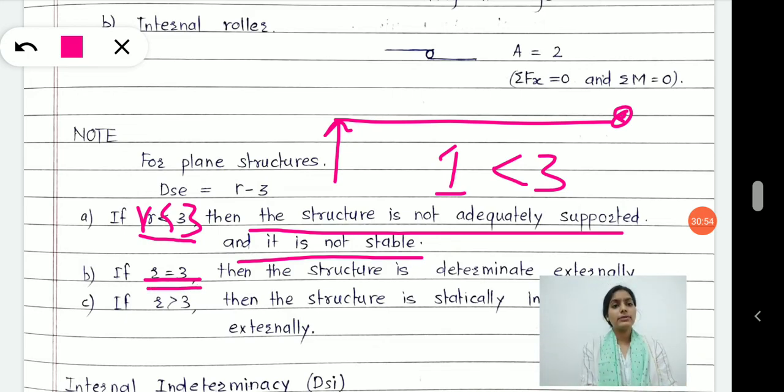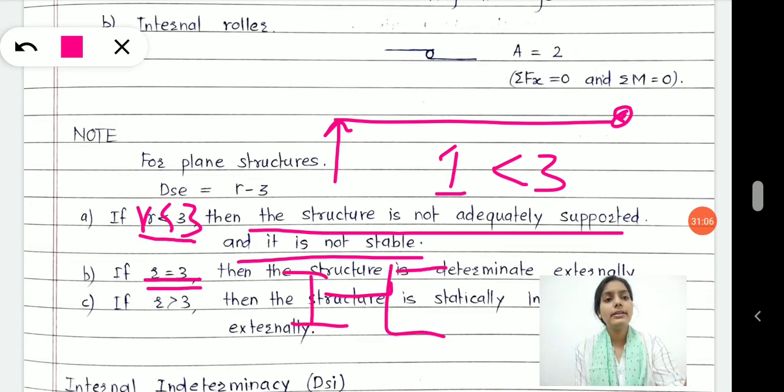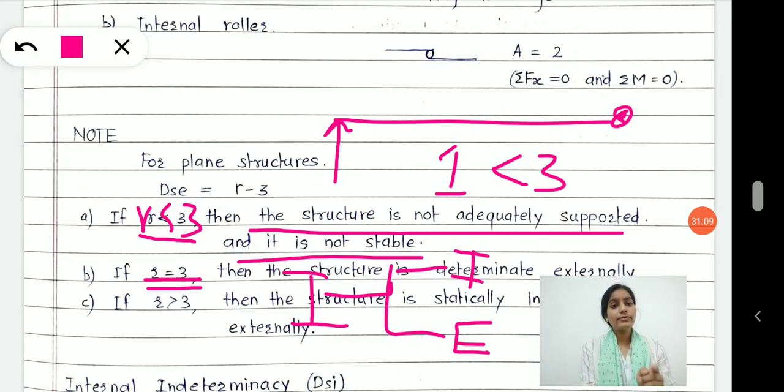Next is R equals 3. R equals 3 means the structure is determinate externally. It can be indeterminate, but indeterminacy can be of two types, internal and external. So if R equals 3, then my structure is definitely externally determinate. Determinacy may be affected by internal indeterminacy, but externally it is determinate. What does it mean? Whatever supports you have arranged for your system, those are adequate and they are providing stable support to your structure.